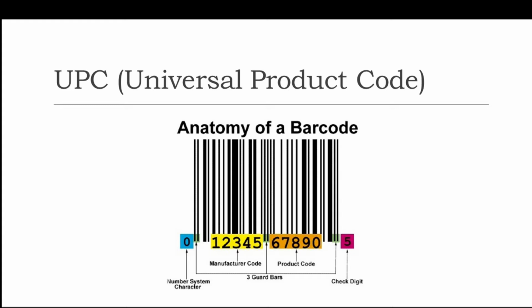Now you can also tell who produced it with the 5 digits to the left. So in this case, the 1, 2, 3, 4, 5. A manufacturer actually has to apply for a UPC code before they can get one. And that UPC number is assigned to them permanently.